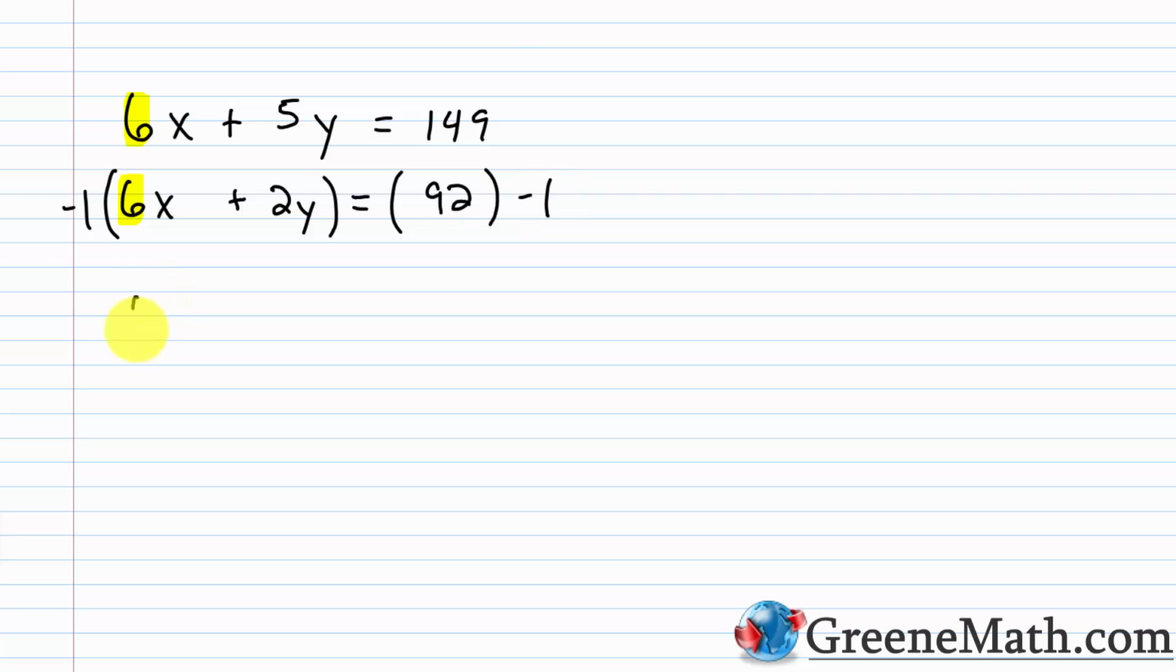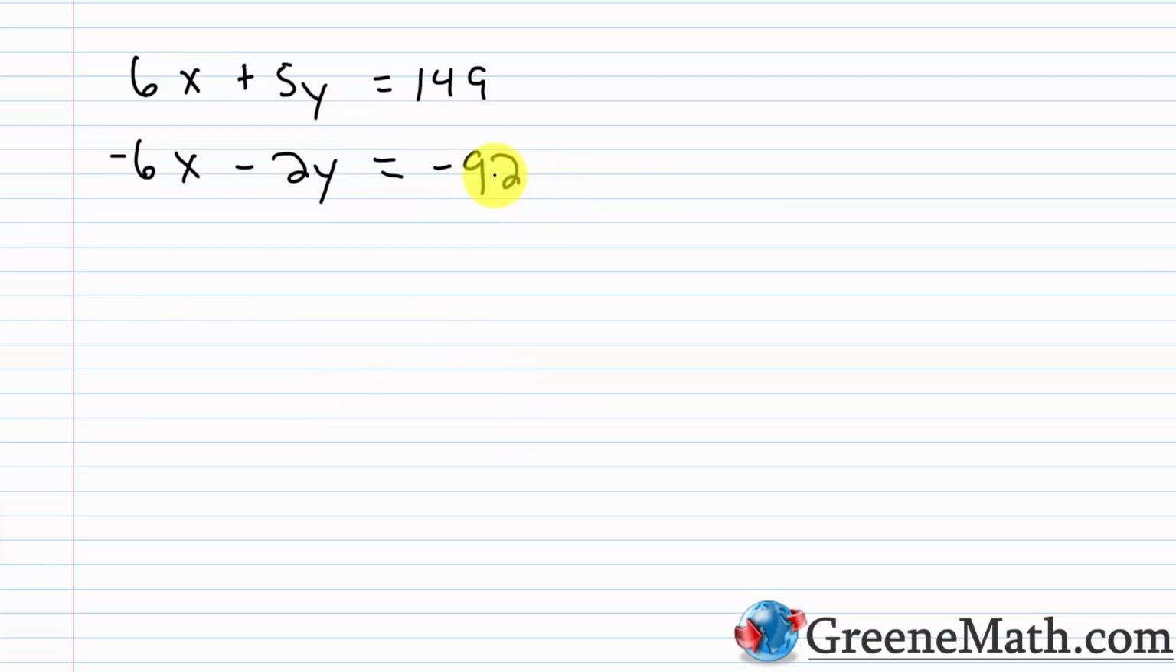And so I would have 6x plus 5y equals 149. Still for my first equation. For my second equation, -1 times 6x is -6x. Then -1 times 2y is -2y. And this equals -1 times 92. That's -92. All right, so let's add the two left sides together. So I'm going to do this vertically. So 6x plus -6x is 0. So that's been eliminated. 5y minus 2y is 3y. And this equals, now we're going to sum the right sides. 149 plus -92 is 57.